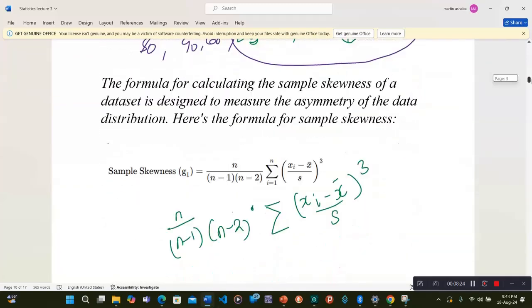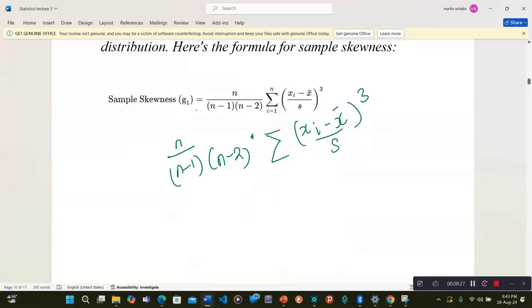So the formula for calculating sample skewness is n out of (n minus 1)(n minus 2), then the sum of the data points, each data point minus the sample mean divided by the sample standard deviation, cubed. So each of that you cube. If you have x1, you subtract the mean of the sample, divide by the standard deviation, and you cube. You go to x2 minus the sample mean divided by s, you cube. Then you total all of them and multiply by n out of (n minus 1)(n minus 2). And you get the sample skewness.